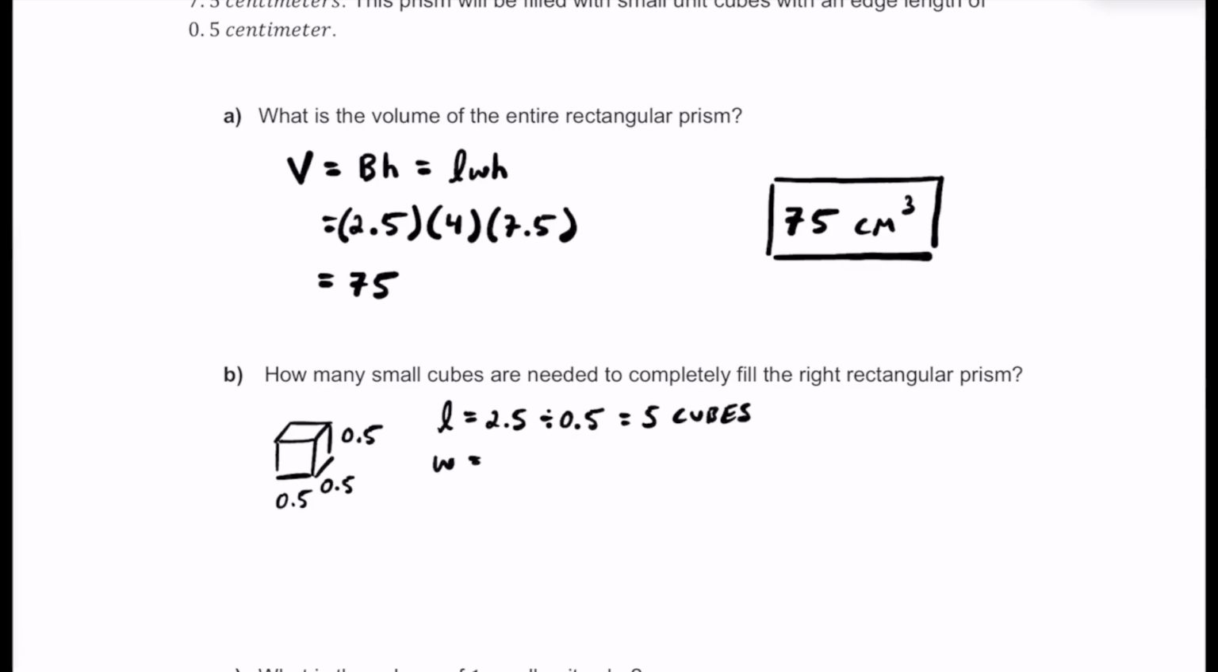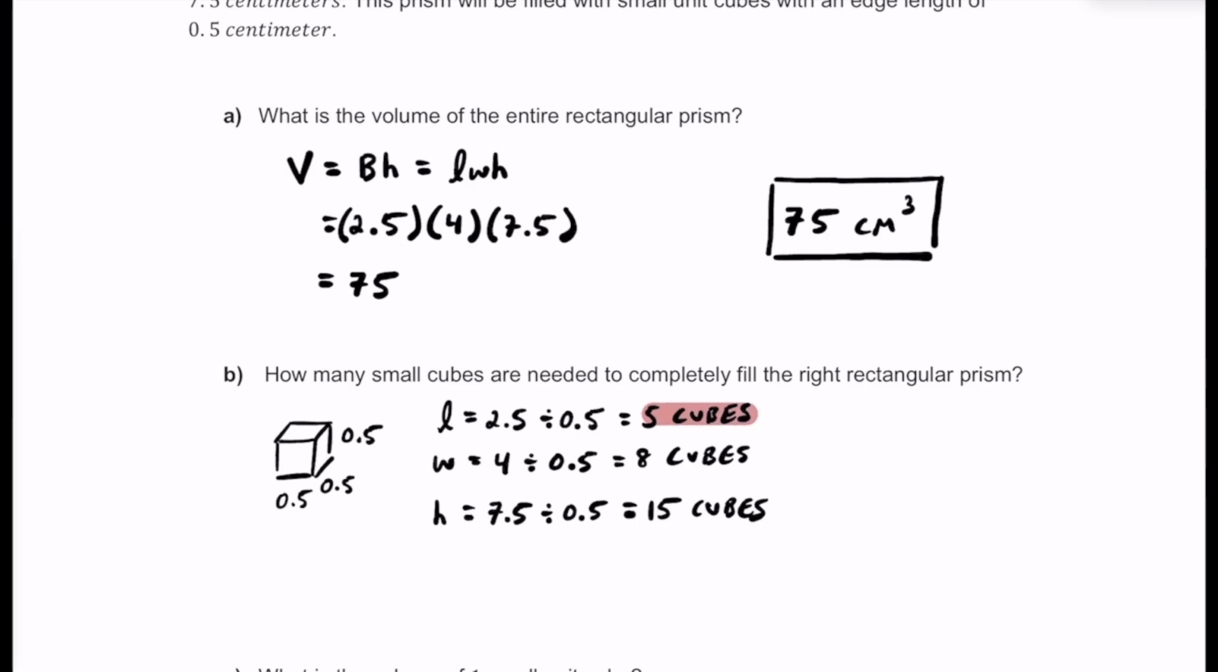For the width here, that was 4. So if you have 4 and you want to see how many halves fit inside of 4, I believe that's going to be 8, right? 8 halves fit inside of 4 wholes. And then if you take the height here, that's 7.5. So how many halves fit inside of 7.5? Well, that's going to be 15, because 7.5 is just 15 halves. So you can fit 15 cubes going up and down here.